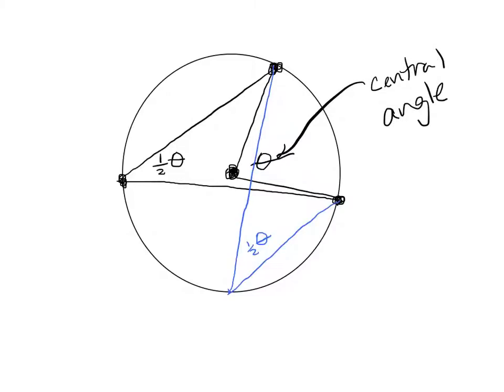If I have any angle whose vertex is the center of the circle, and I have another angle whose vertex is on the circle, but who shares the endpoints of the angle, the angle that lies on the circle is exactly half of the central angle.